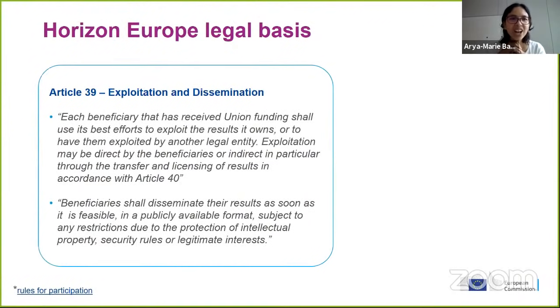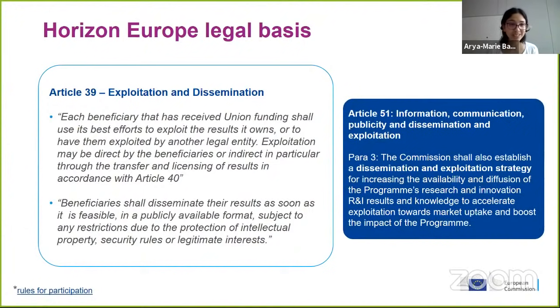So as I said, under Horizon Europe, D&E is now part of the legal basis. It's part of Article 39 and of Article 51. Those are long articles, but basically what you need to remember is that it is again up to the beneficiaries' best efforts to exploit their results. So this is not new. But if they cannot do this, then they have the option to transfer and license them according to Article 40. And if they want to disseminate, we are providing the Horizon Results Platform to help them fulfill their obligations for dissemination. And they should do it as soon as possible.